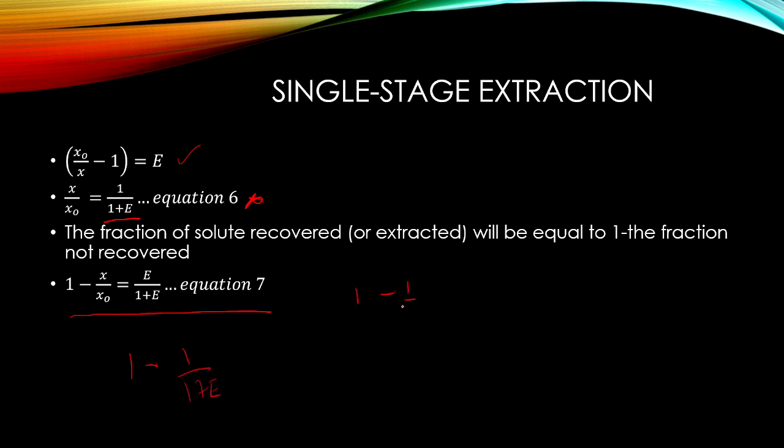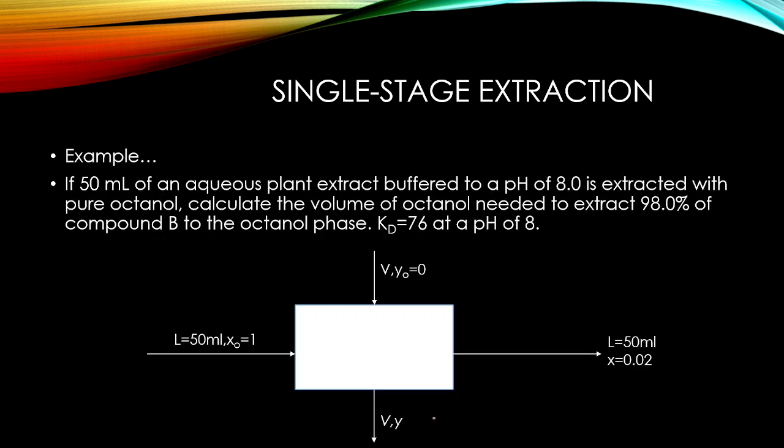You can actually work it out, but the LCM will be 1 plus e. And then if we simplify, we'll have 1 plus e minus 1. That's where the e over 1 plus e is coming from for equation 7. Okay. So we have an example over here.